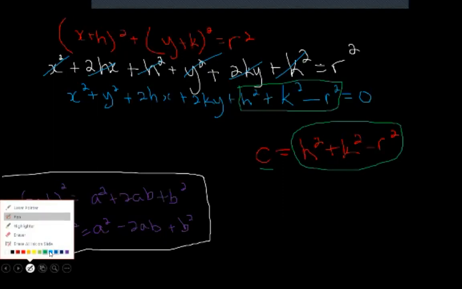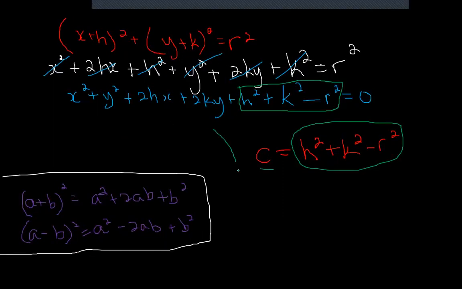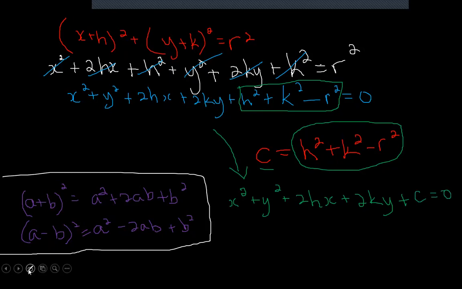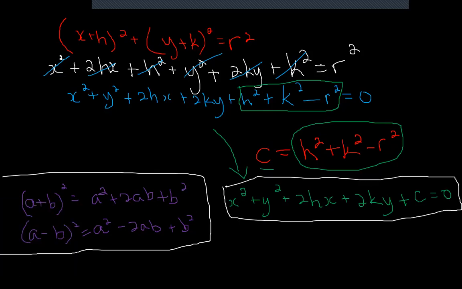What does that mean? I could rewrite this equation again. Looking down here now, I could write this as x squared plus y squared plus 2hx plus 2ky plus h squared plus k squared minus r squared, and that is equal to C. So instead of writing all of this, I could just put plus C is equal to 0. And this right here is what you call the general form of the equation of a circle.